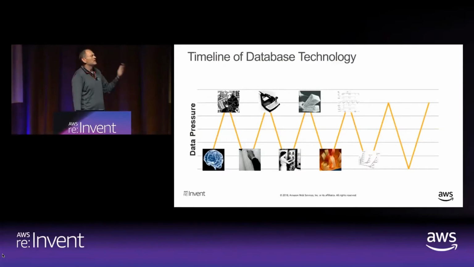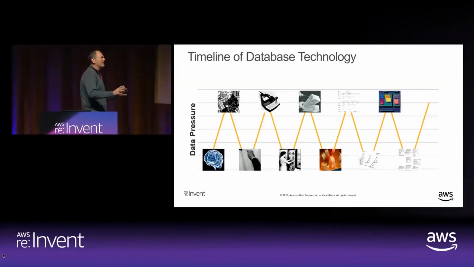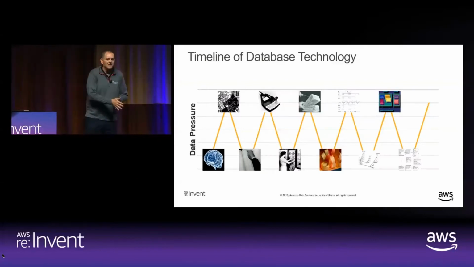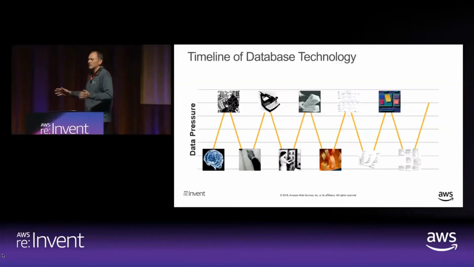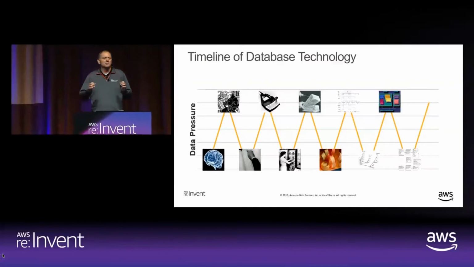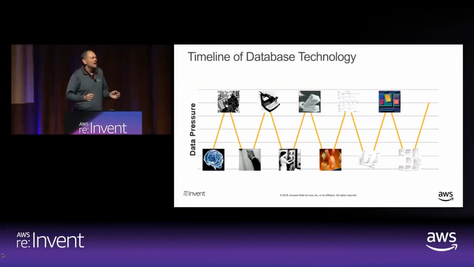So paper tape, magnetic tape, distributed block storage, random access file systems, and along came 1970 or so, the relational database. And it's important to understand why we built the relational database. And we did it because storage was expensive, extremely expensive.